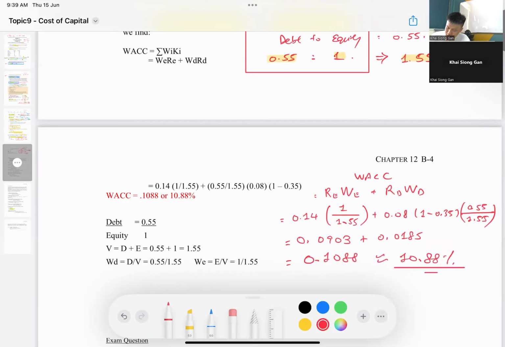That's the answer. Students always make two mistakes. One is the numbers are too big or too long, so therefore they key in wrongly. Second mistake is they forgot to adjust for the tax. You must make sure that you adjust for the tax. This part over here, you need to make sure this part calculated correctly because this is the required rate of return for debts after tax, after the adjustment for tax. Do not forget to adjust for tax for debts. So the answer is 10.88%.